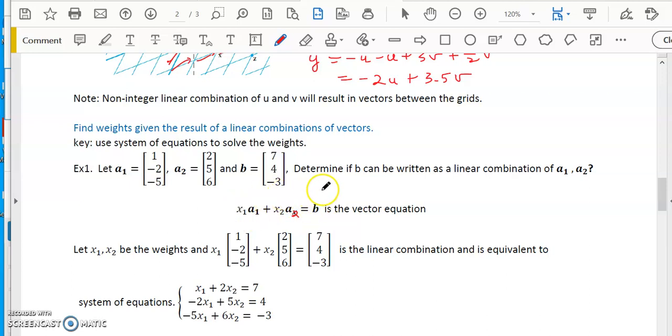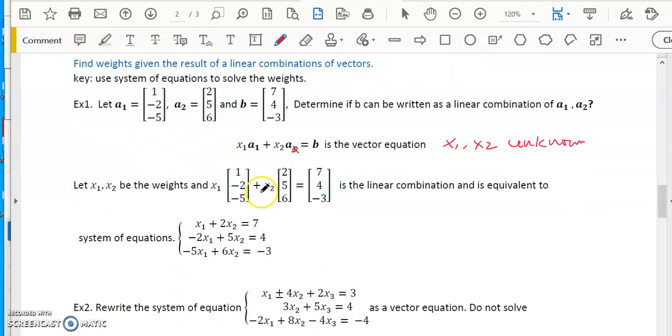So it becomes x1 and x2, which are unknowns in the combination. And if I know x1 and x2 and they equal B, then it is possible. So basically, it's kind of like solving a vector equation with two unknowns, x1 and x2. We don't know how to combine A1 and A2 to get to B. Sometimes we call them weights, sometimes scalar multiplication. So writing it out, the vector equation becomes x1 times the vector 1, negative 2, negative 5, plus x2 times the vector 2, 5, 6, equal to 7, 4, negative 3.